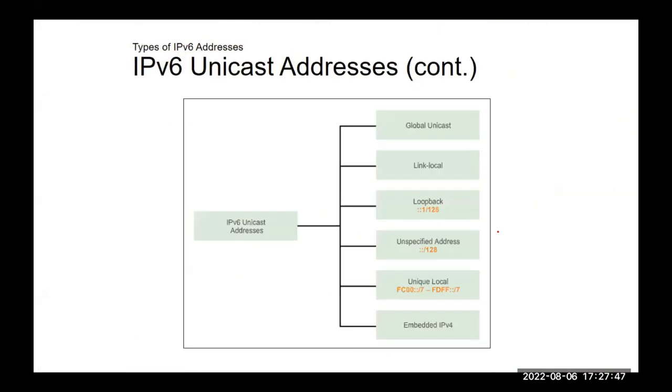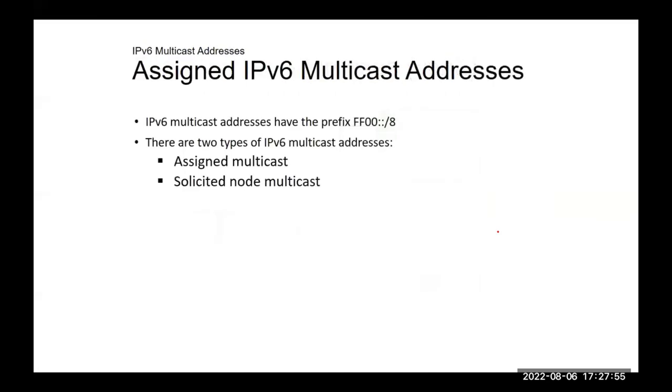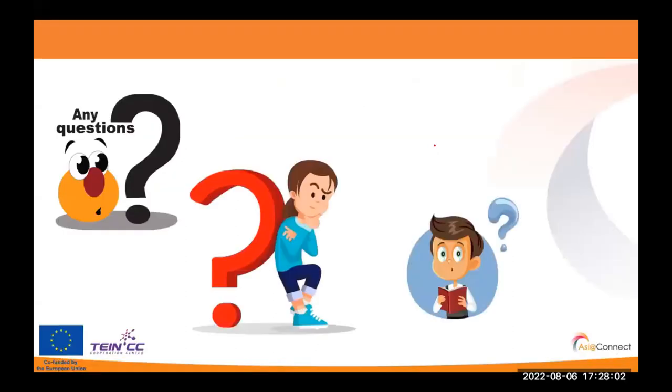IPv6 unicast addresses have different kinds: global, link-local, loopback, unique local, unspecified, and embedded IPv4. And IPv6 has multicast addresses also. They have a fixed prefix for multicast addresses. So that's the end of this webinar. IPv4, and now I have finished IPv6.